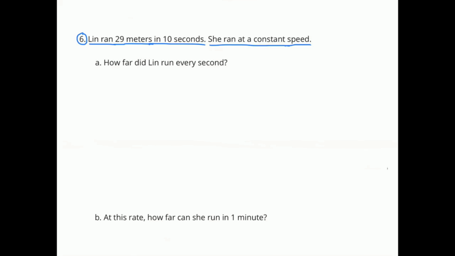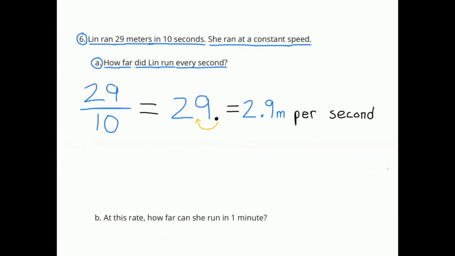Number 6. Lynn ran 29 meters in 10 seconds. She ran at a constant speed. A. How far did Lynn run every second? 10 seconds divided by 10 equals 1 second. So if she ran 29 meters in 10 seconds, then we'd have to divide 29 by 10, and we would get 2 9/10 meters per second. If Lynn ran 29 meters in 10 seconds, then Lynn would run 2.9 meters in 1 second.